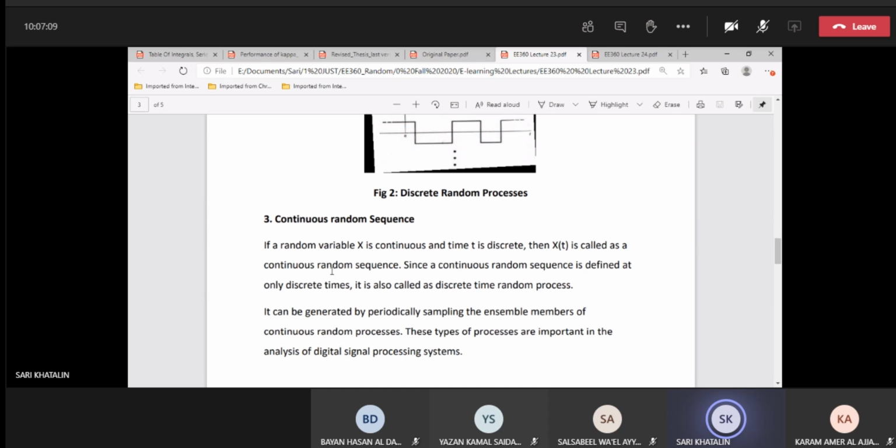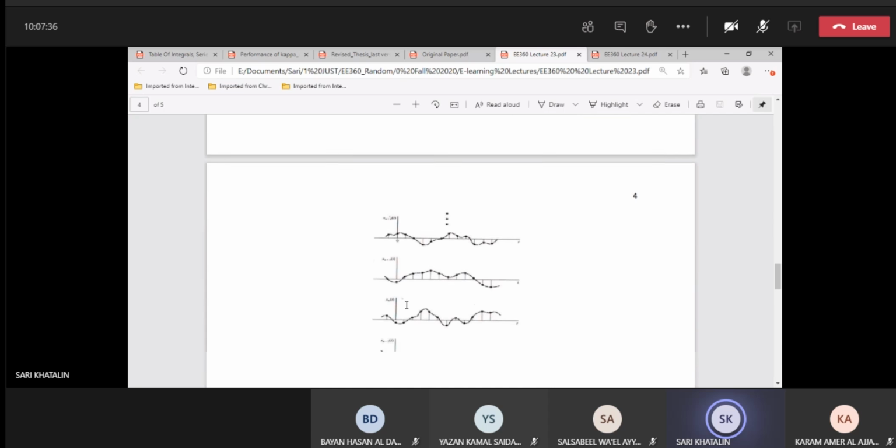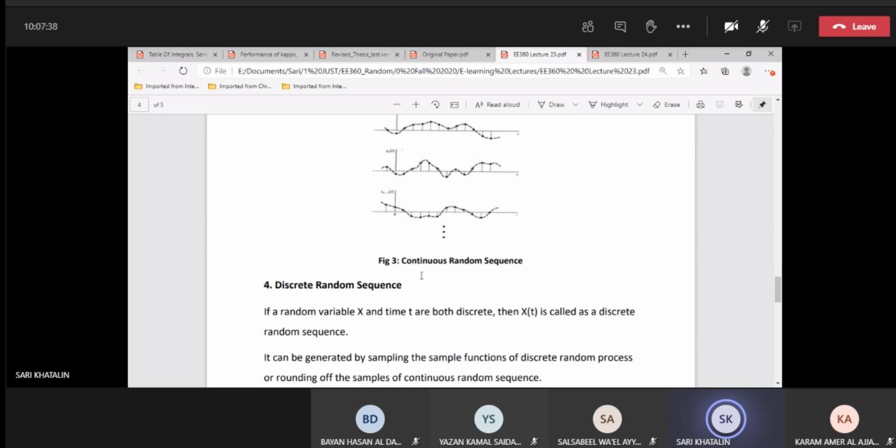On the other hand, if the random variable is continuous, but the time is discrete, okay, then we call it continuous random sequence. And sometimes we call it a discrete time random process, okay? Continuous random sequence or a discrete time random process. In this case, the time is discrete, but the random variable is continuous. And obviously we have some examples here for your reference.